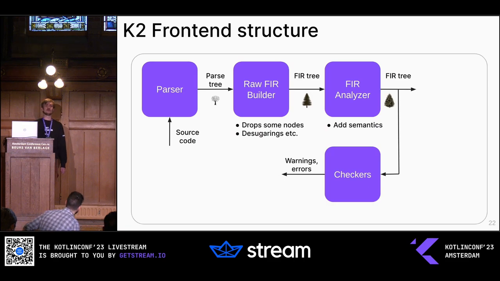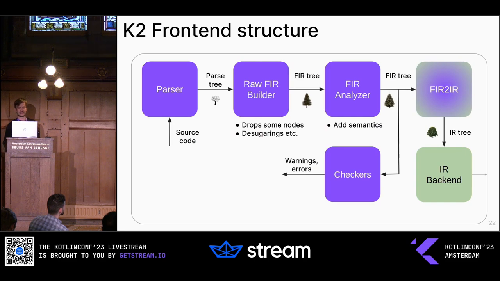Then we run some checkers to check the code for correctness. You all know that sometimes code is correct, sometimes code is incorrect. So at this stage, we can produce some warnings and errors. And in case the code is green, so no warnings are in the code, we can run the translator. Its main task is to convert the front-end IR tree to just an IR tree, or more precisely, to the back-end IR tree. According to the name, it's a basic structure for the back end, and then it runs and generates output. So that's how the front end is organized, very briefly.